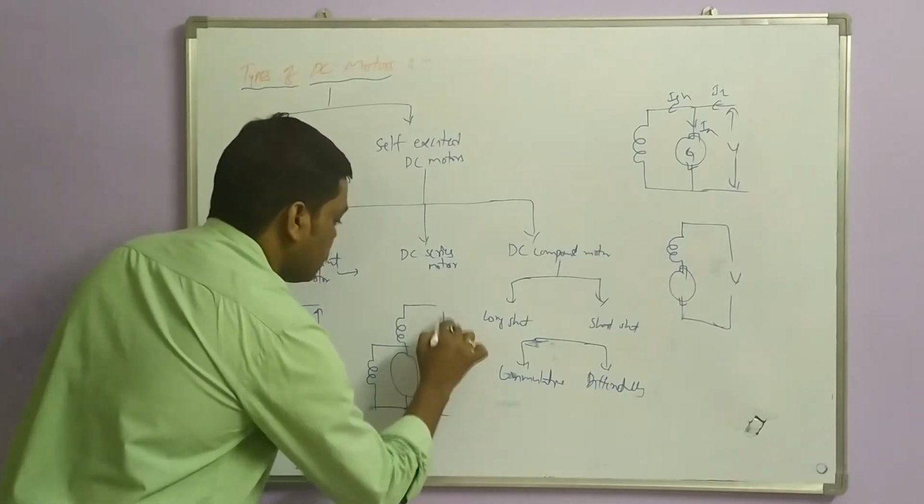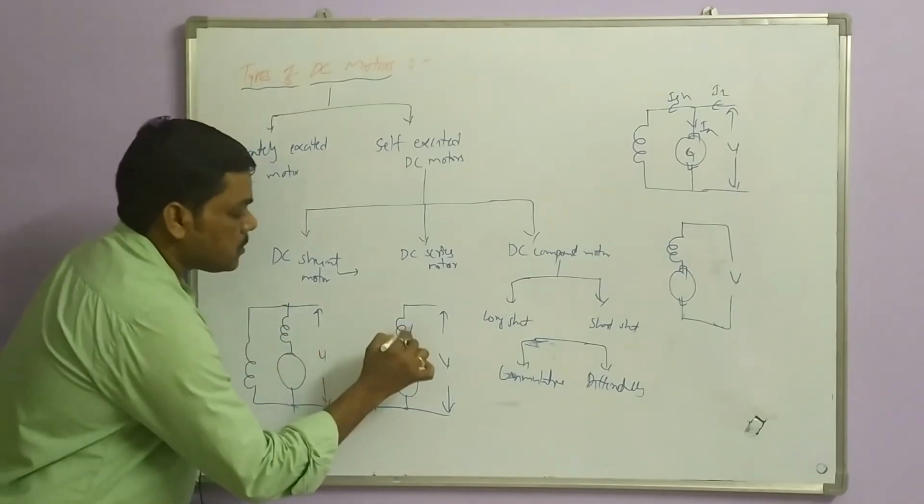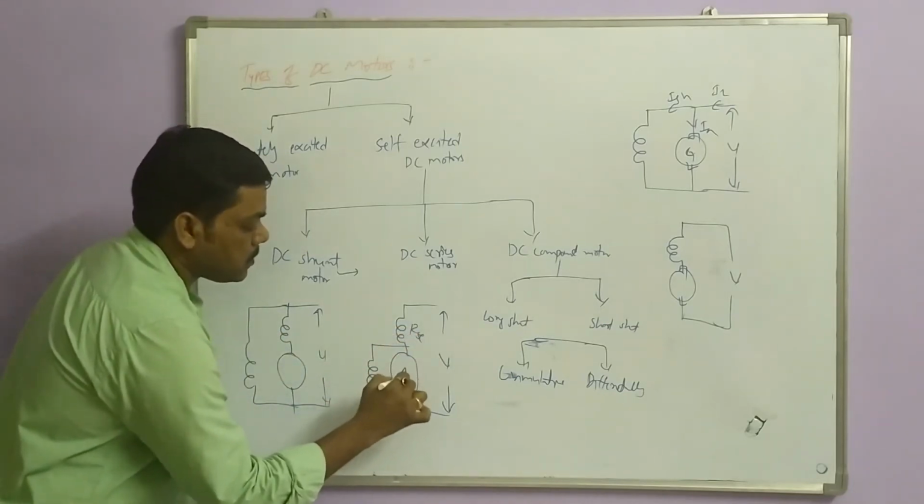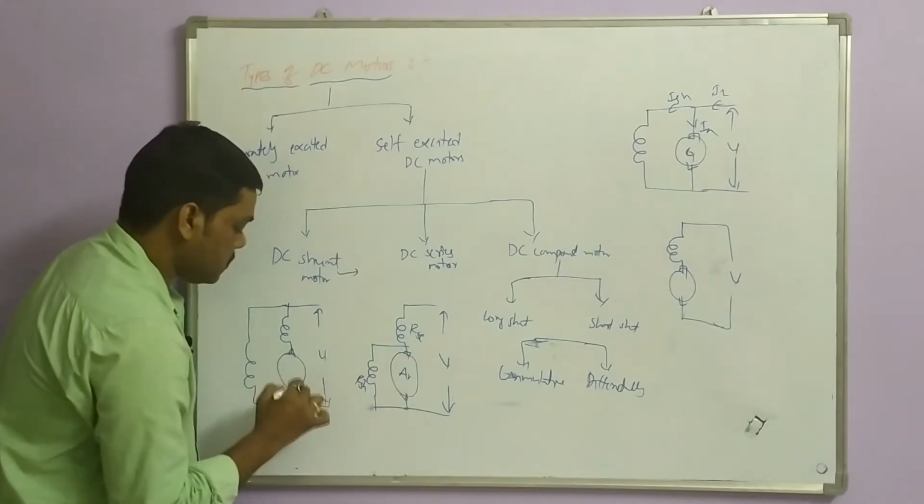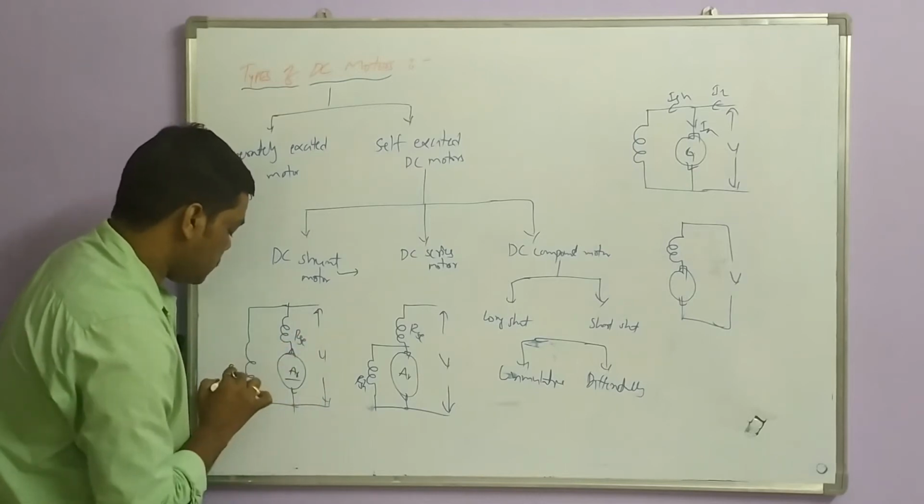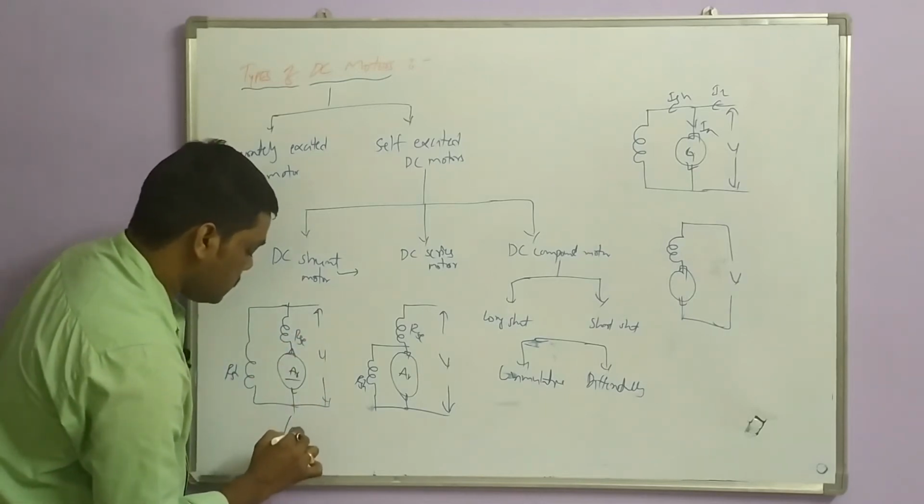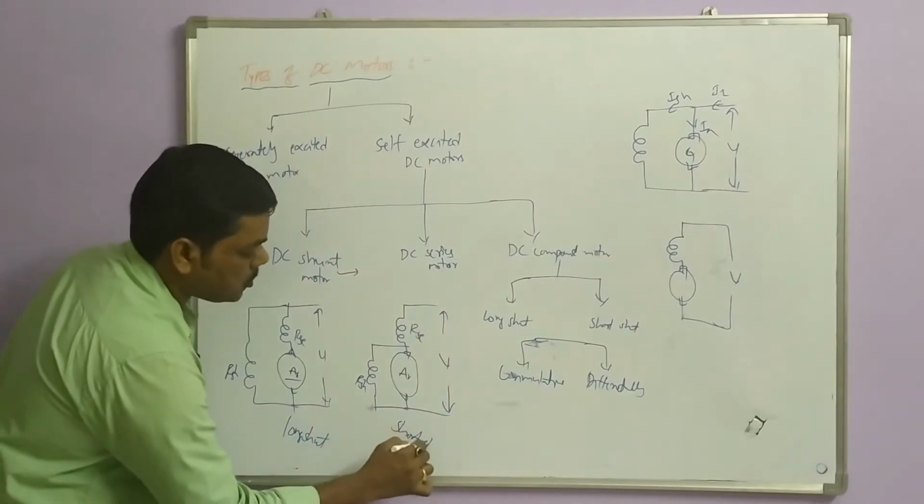Okay, now this is the voltage connected across here. This is the series winding, this is the armature, and this is the shunt winding. This is also the armature, this is the series winding, and this is the shunt winding. This is the long shunt compound motor, and this is the short shunt.